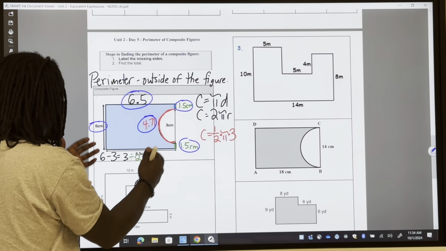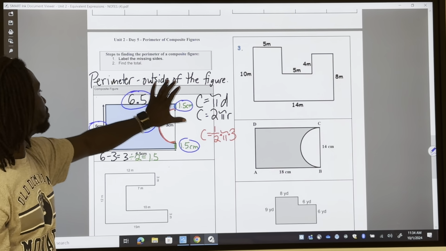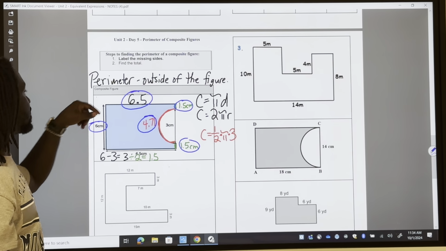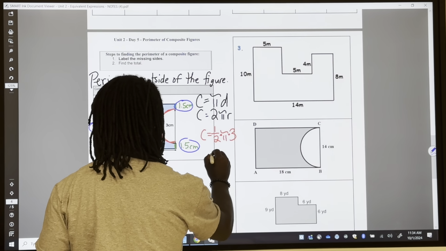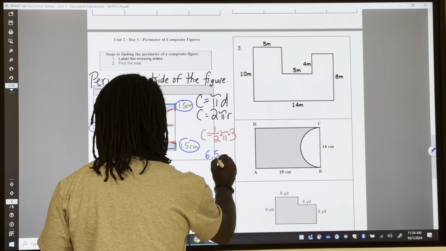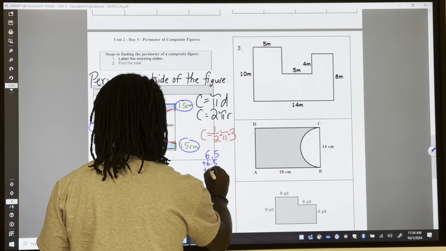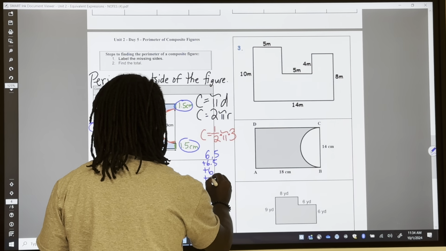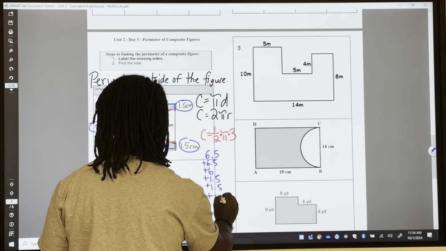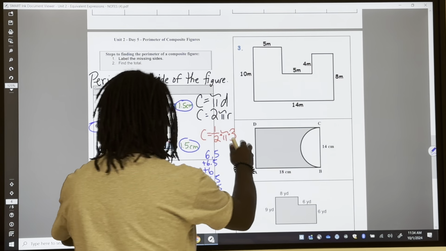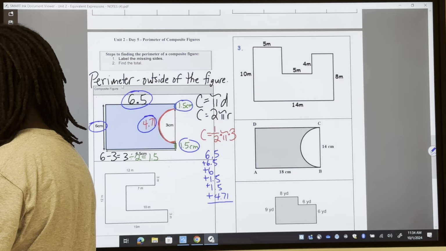And then when I add all of that up, that's going to give me the total perimeter of the composite figure, all right? So here I've got 6.5 plus 6.5 plus 6 plus 1.5 plus 1.5 and then plus 4.71. And then you add all of that up and that's going to give me the total, okay?